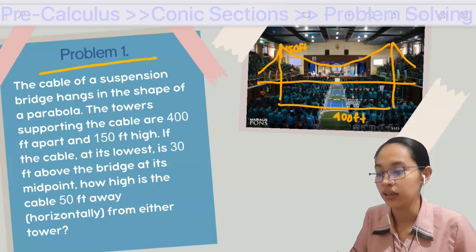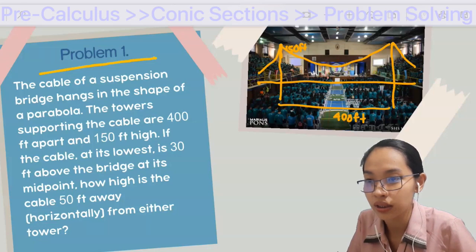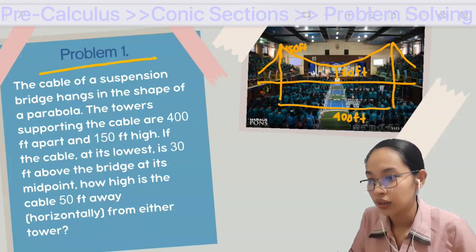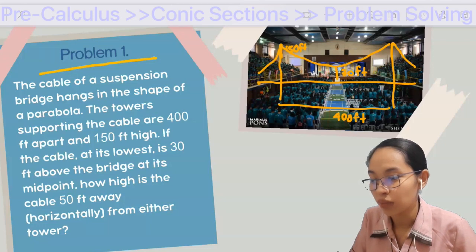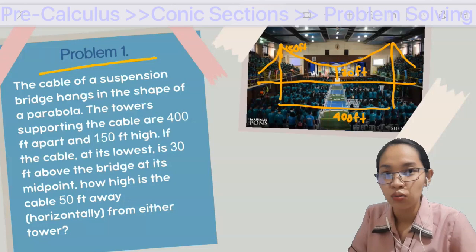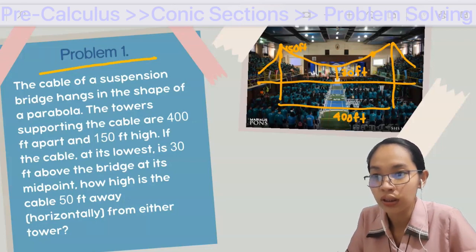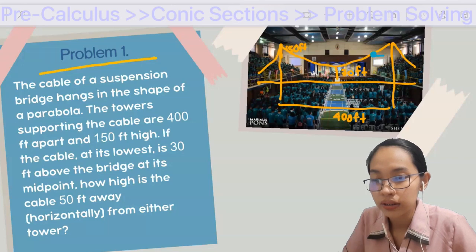Let's take it one by one. If the cable at its lowest, for example on this point, is 30 feet high. What we are looking for here is how high is the cable 50 feet away from either of the towers. We find how high the cable is if it is 50 feet from either tower. For example, at this point, we will take it.